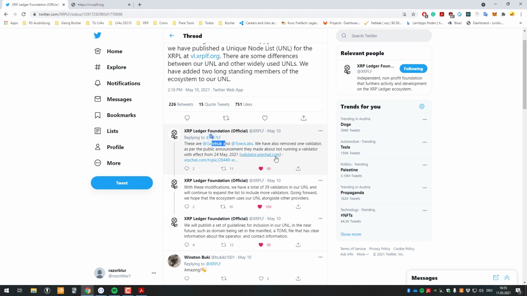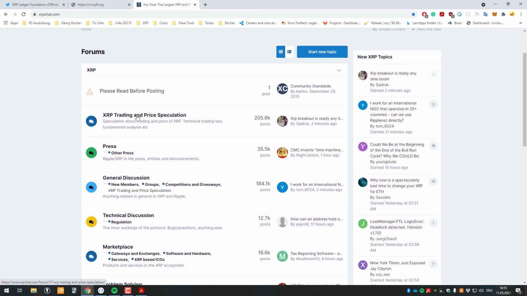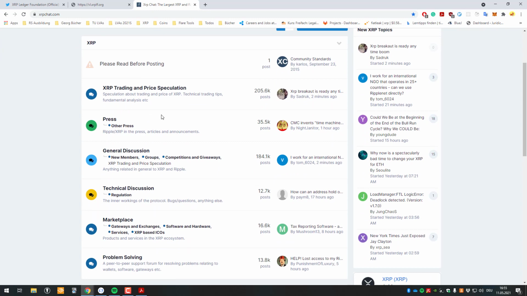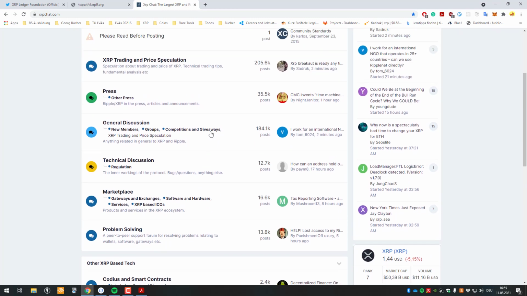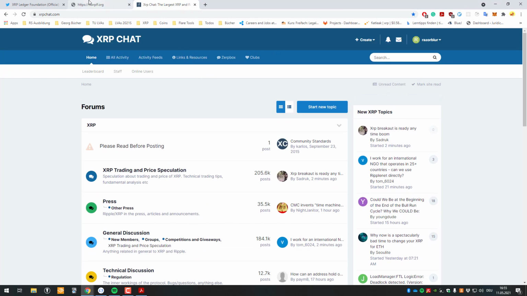And the one they removed is the validator from XRP chat, as we can see here, since we also have removed one validator as per public announcement they made about not running a validator with effect from 24th May 2021. So there's also a website called XRP chat. It's basically a forum where people can just post and exchange ideas and all of that. You can see here the technical discussions, and it's widely being used, I guess.